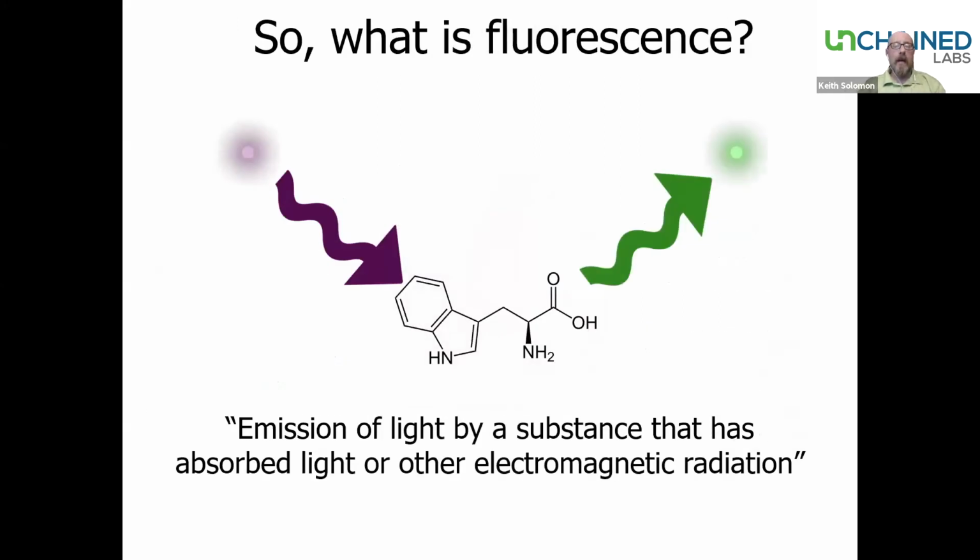To begin our conversation about blue shifts, we first have to understand what fluorescence is. And I think this is a really elegant way of saying it. It's emission of light by a substance that absorbs light or other electromagnetic radiation. So it absorbs this radiation and then it emits a photon, and that's what we refer to as fluorescence.